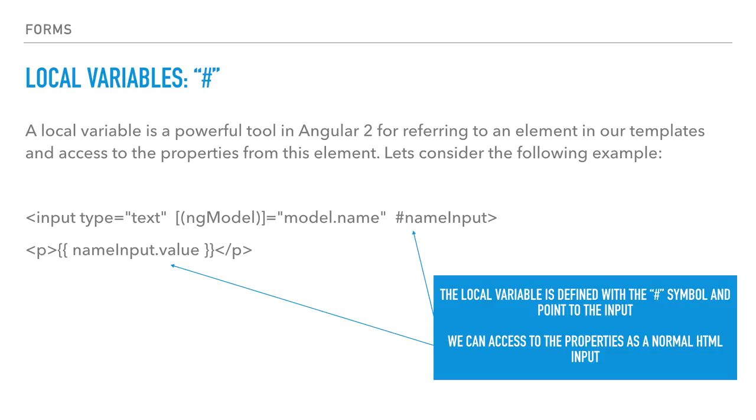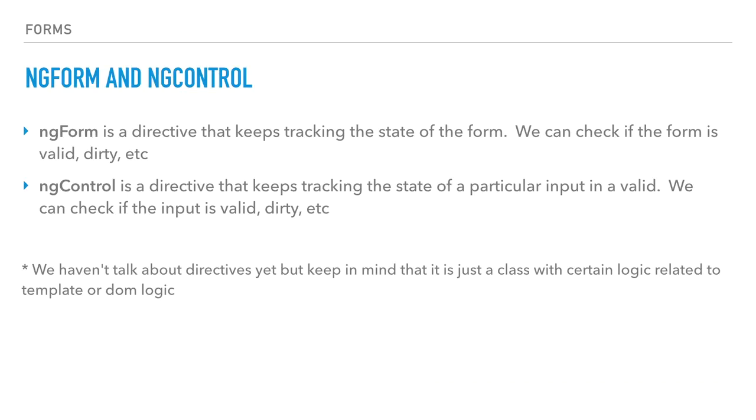In the example, we can see that we are using a local variable. We put a name to this local variable. In this specific case it is nameInput. After that, anywhere inside our templates, we can refer to this nameInput and then get attributes from the input type text. In this case, in the paragraph, we are getting the value from the nameInput. So this is a very, very powerful introduction in Angular 2: local variables with the hash.